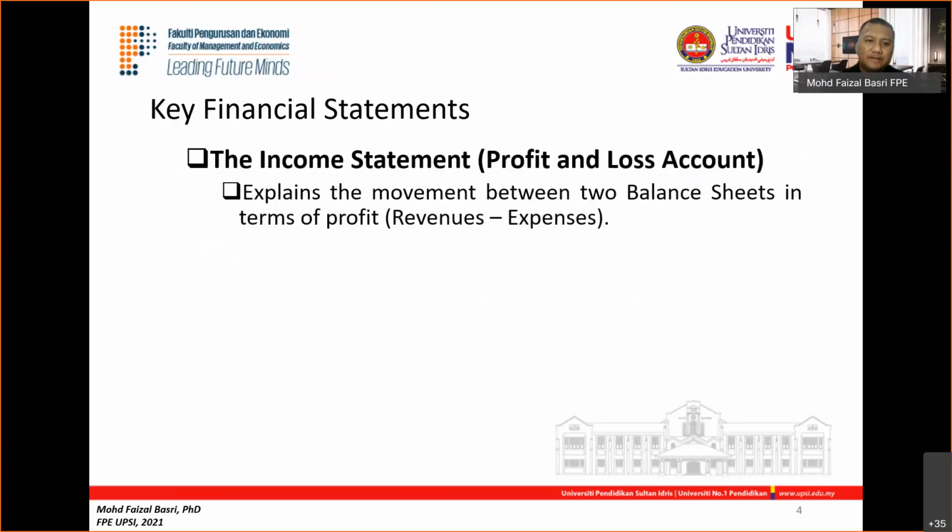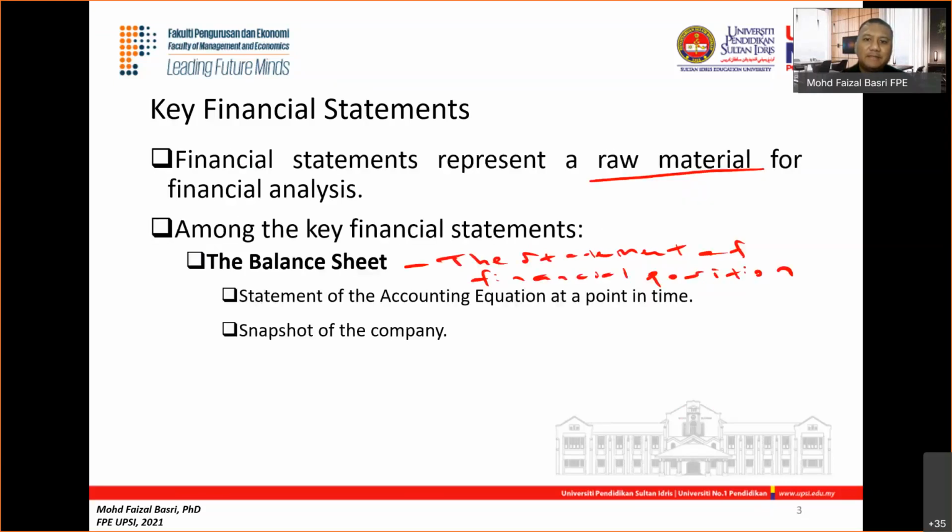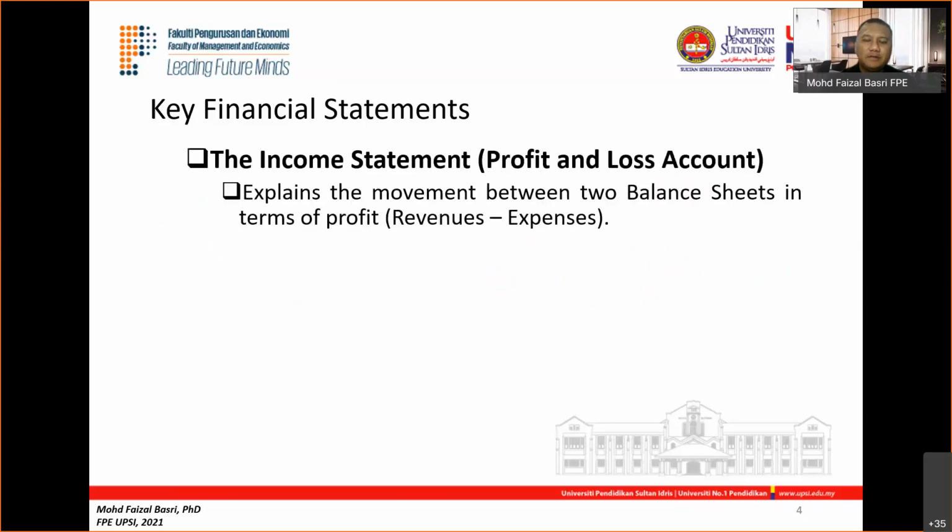Right. The next one, besides balance sheet, the second statement that we will go through is the income statement or the profit and loss accounts. Sometimes it's simply known as P&L. So for the balance sheets, we will go through in detail later on, but as I said earlier, it's a snapshot. For income statement, it is basically the movement between two balance sheets, meaning the current year against the previous year's balance sheets. So the movement, and you want to see it in the form of profits.